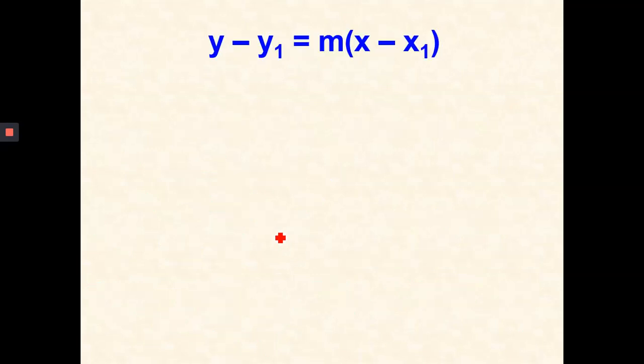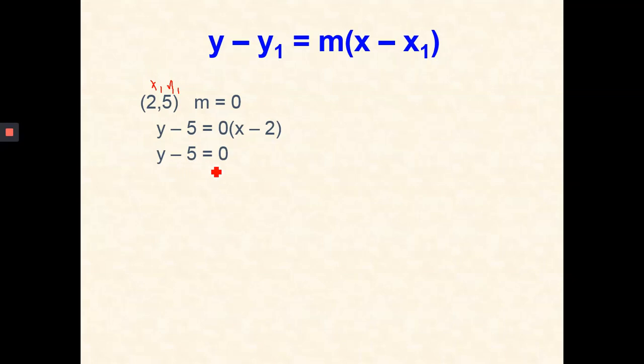Next, we have here the point is 2 and 5, where the slope is equal to 0. So, we're going to apply the formula. Your x sub 1 is your 2, and your y sub 1 is your 5. So you're just going to plug in y minus your y sub 1 is 5 is equal to your slope is 0 multiplied by x, and your x sub 1 is negative 2. Okay? So you now have y minus 5 is equal to 0.